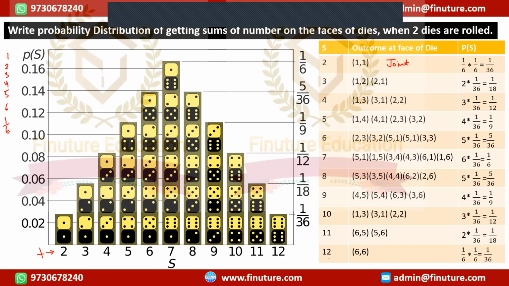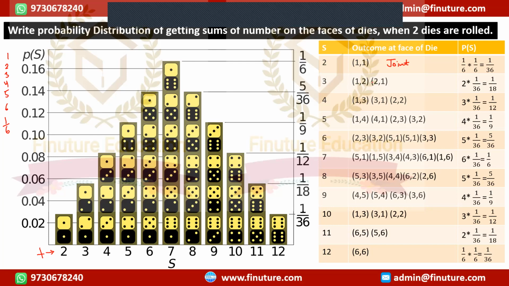Likewise, this number 12 has 6 and 6. The probability of getting 6 is 1 by 6. We saw that when you roll one die, it's 1 over 6, so it's 1 over 6 into 1 over 6. So the total probability of getting 6 and 6 on both dice is 1 by 36. Likewise, we can get 3 when you have 1 on the first die and 2 on the second die.